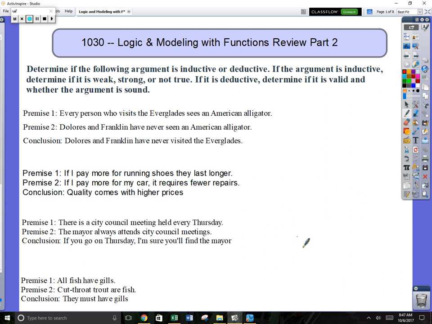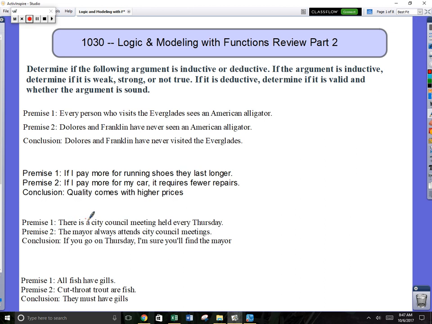Okay, the third one, there is a city council meeting held every Thursday. Premise number 2, the mayor always attends city council meetings. So the conclusion, if you go on Thursday, I'm sure you'll find the mayor. Okay, this is also inductive. So they've kind of recognized the pattern. Every Thursday is a city council meeting. Mayor's always at the city council meeting. So they're saying if you go on Thursday, I'm sure you'll find the mayor. Okay, now it's pretty strong. We'll say it's strong-ish.